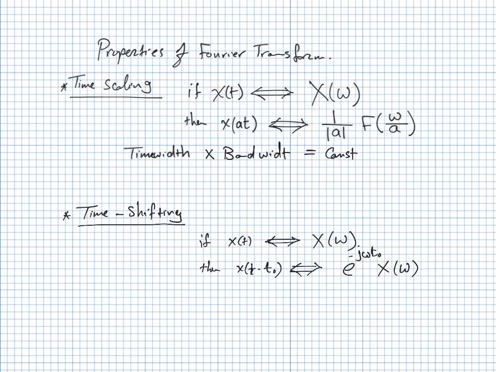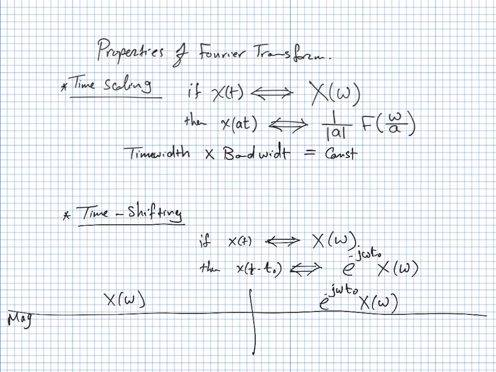Now what remains is the relation between the phase of this and the phase of this, right? So let's look at this. Let's look at X of omega on one side and e to the minus j omega t naught multiplied by X of omega on another side. Okay? So in terms of amplitude, let's call it magnitude. The magnitude for this one, right, is X of omega, right?